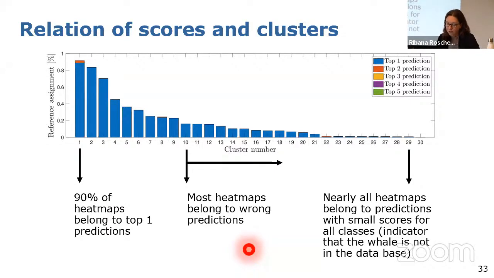Overall, it turned out that some types of heat maps are associated with very high detection rates and some are not. And also that some clusters contain almost only correctly assigned whales. So that means if the network is looking at certain characteristics of the fluke, then it can be said how reliable the network can detect this whale. And you already see when I talk, it's connected to uncertainty. So you can see it as an alternative uncertainty measure beside the actual score of the network.